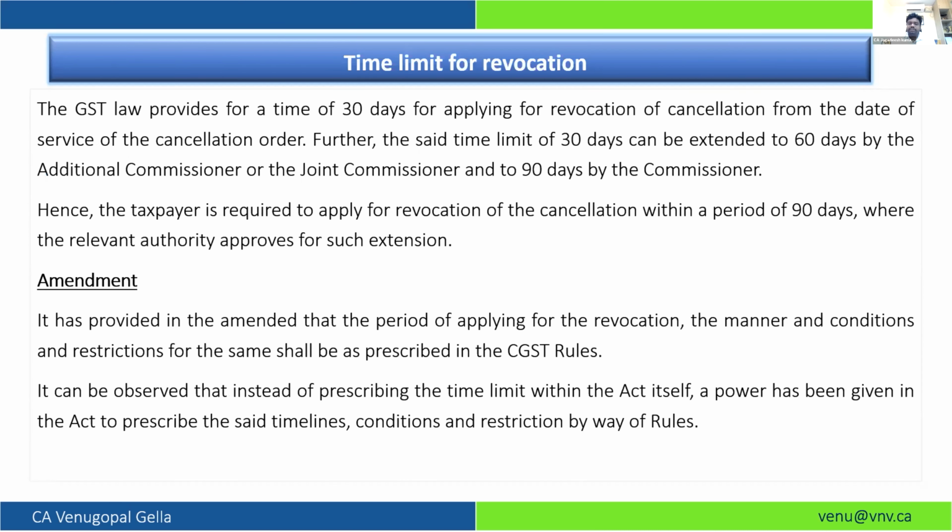Now coming to the time limit for revocation. As we all know, GST law provides 30 days for filing the application for revocation of cancellation of registration. Further, the proviso to Section 30 provides a further period of 30 days by the Additional Commissioner or Joint Commissioner, and it can be extended by a further 30 days by the Commissioner. So in net, we can file the application for revocation of cancellation of registration within 90 days. So let's see what the amendment is.